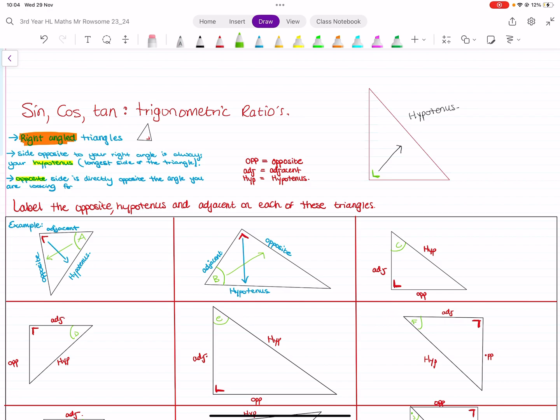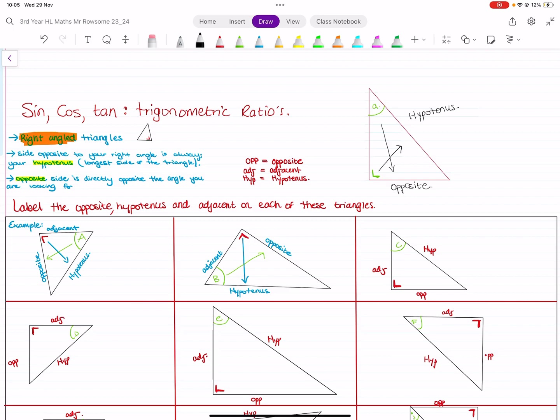Okay, and the question might say find angle A. So the first thing we do always is label the hypotenuse. The next thing we do is label the opposite. Okay, and the opposite side is always opposite to the angle you're looking for. So we're looking for angle A, so the opposite side is going to be here, and that's called your opposite.